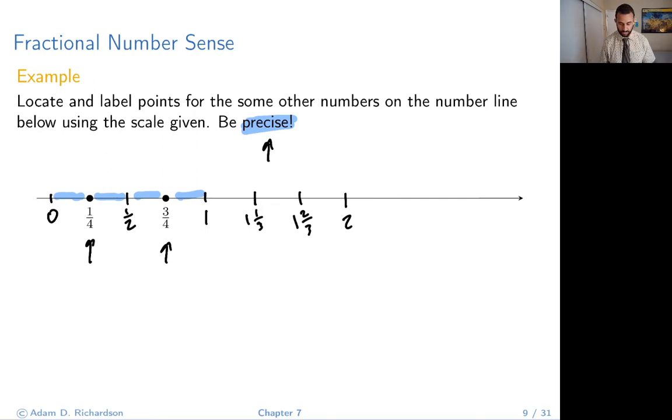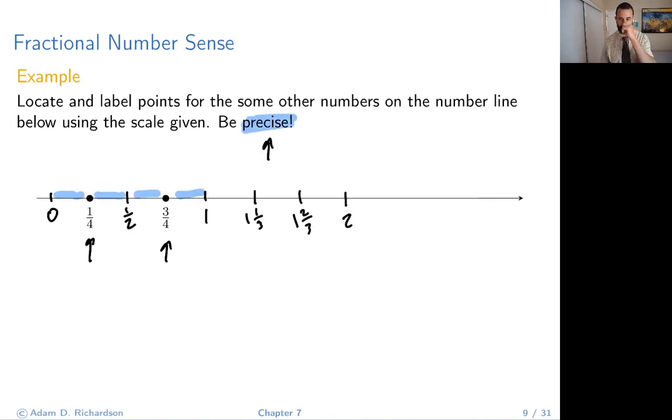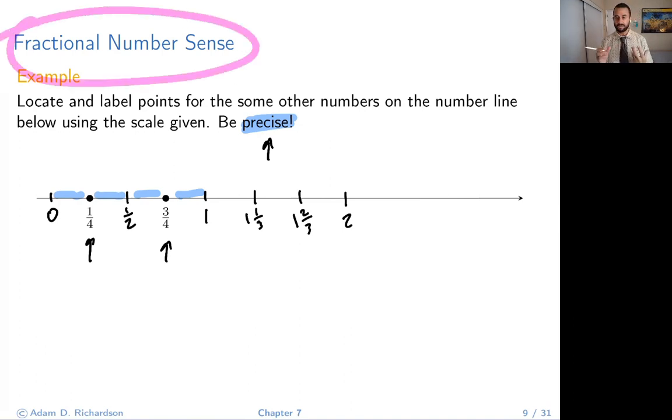What if we wanted to mark out eighths or any of that stuff? We can do that now. And all we needed was those 2 numbers. And with those 2 numbers, we could do all of that. Isn't that cool? I think that's cool. And that's fractional number sense. That's recognizing the size of these numbers and playing around with them. It's a very important skill to have.